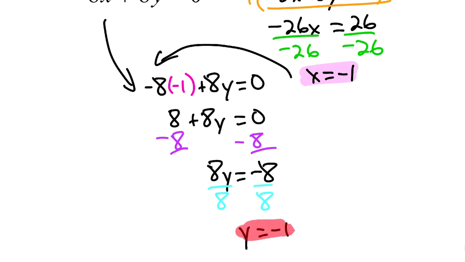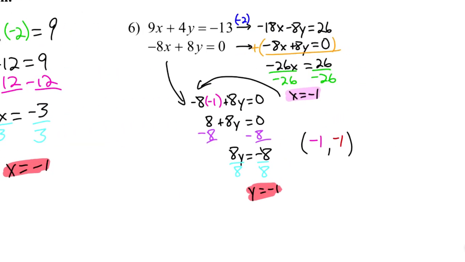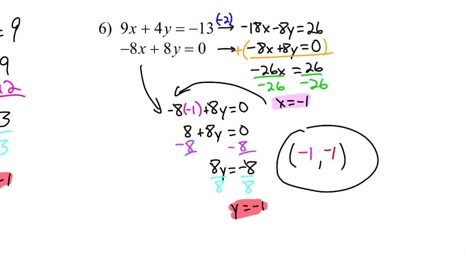And it seems like that's happened a few times here, where there's been a situation where the x and y value are the same. It's just a coincidence here. Nothing more than that. Sorry about that. There you go. And that's the solution for number 6.